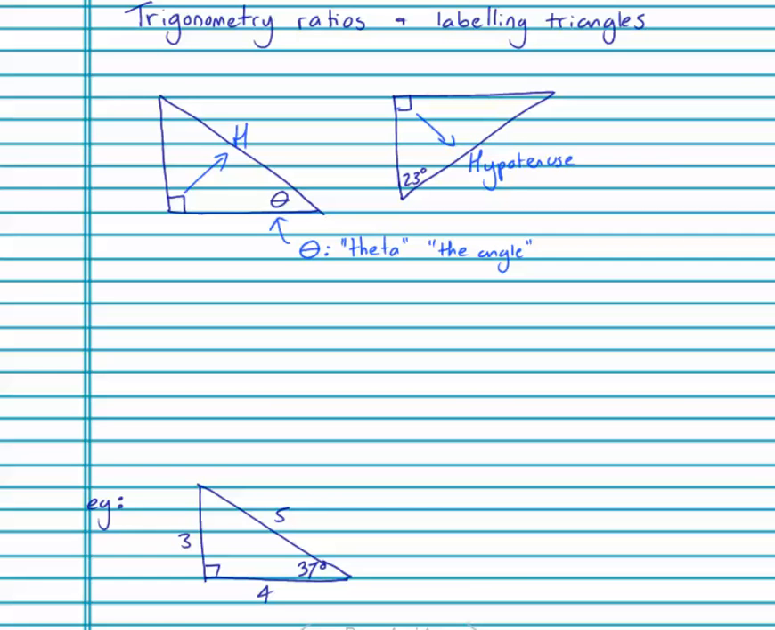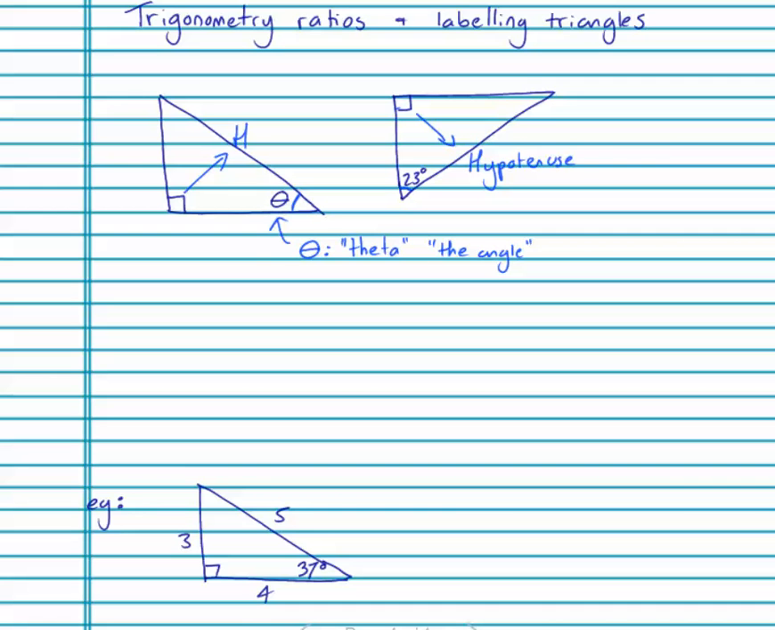That's because when we label the short sides of right-angled triangles, we label them compared to where an angle is, not the right angle, but one of the others. So theta is the angle that we care about in the first triangle, and the 23 degrees is the one we care about in the second one.